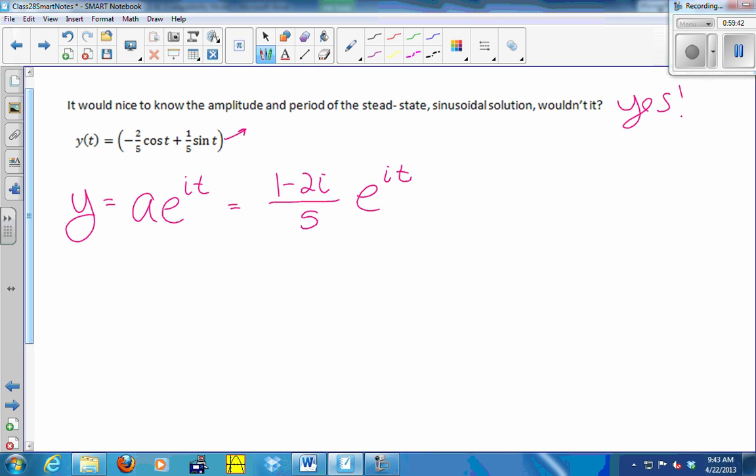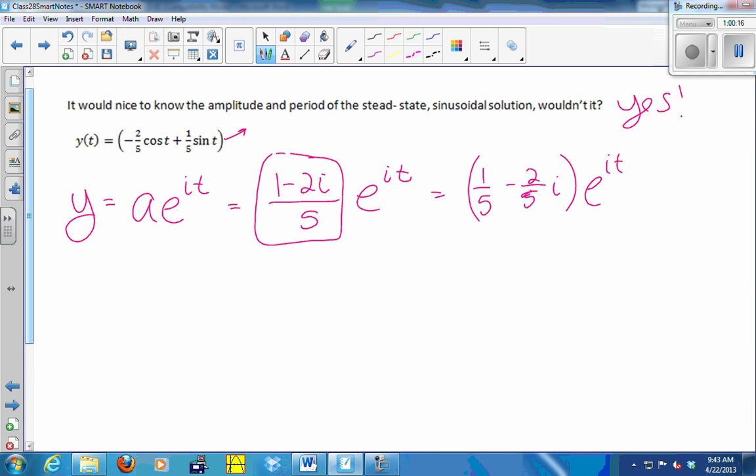All right, so this is my a. It's a complex number: 1/5 minus 2/5 i. So when you distribute out that e to the it and then change it to cosine t plus i sine t, you're going to get the equation of our solution. Okay, so there it is in complex form.